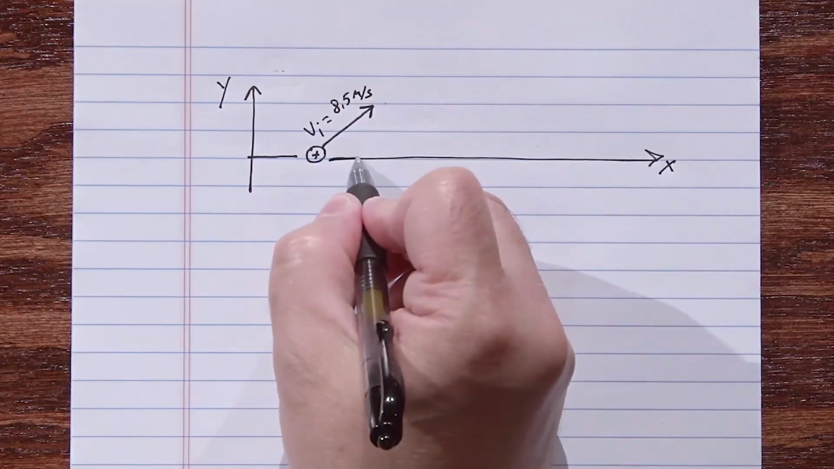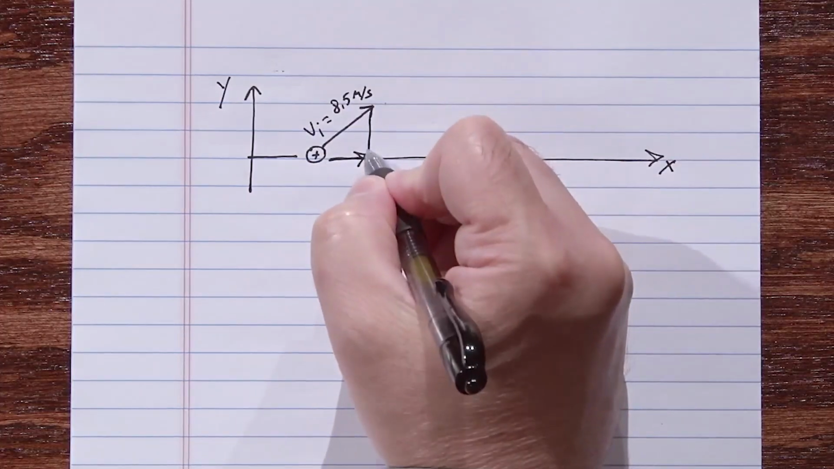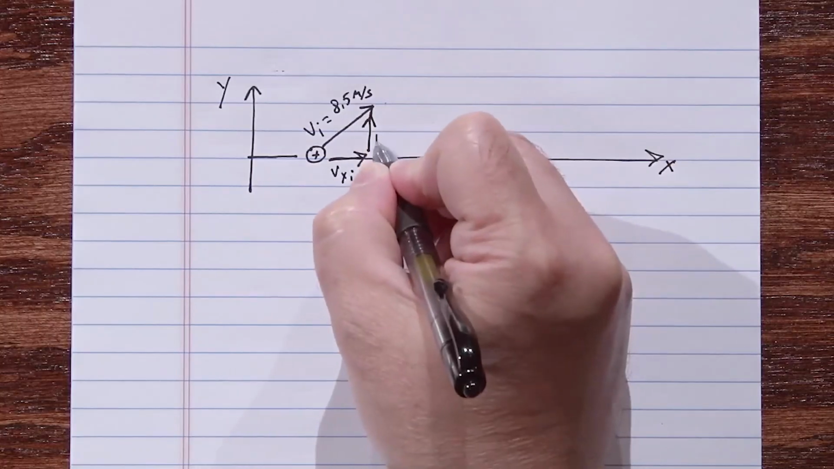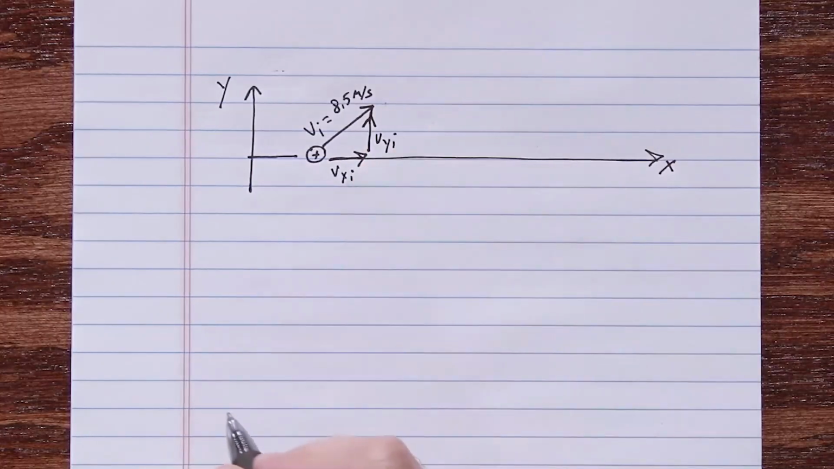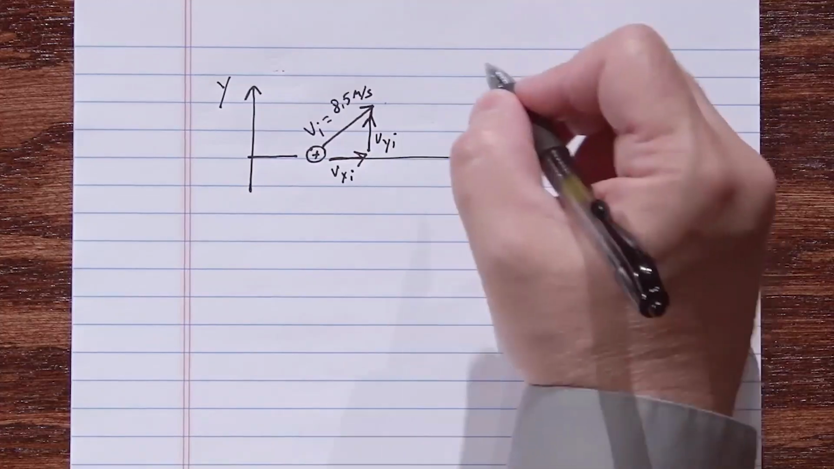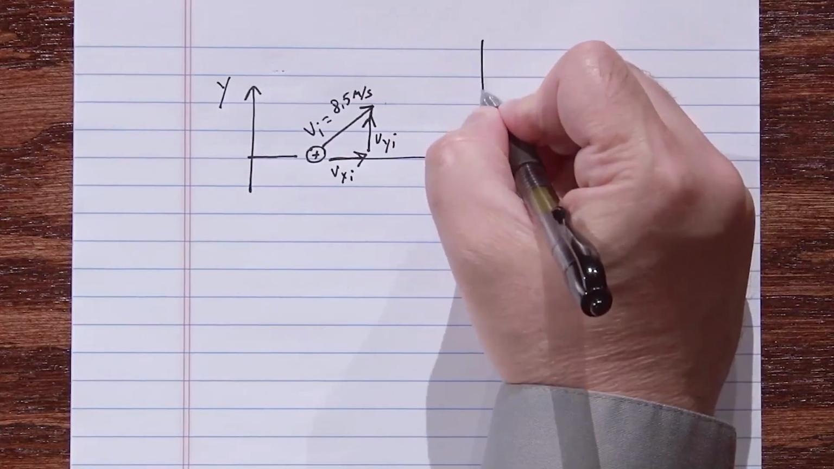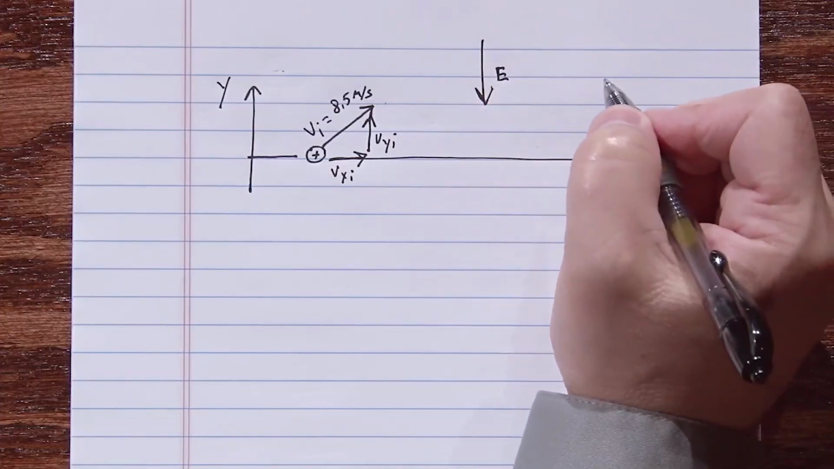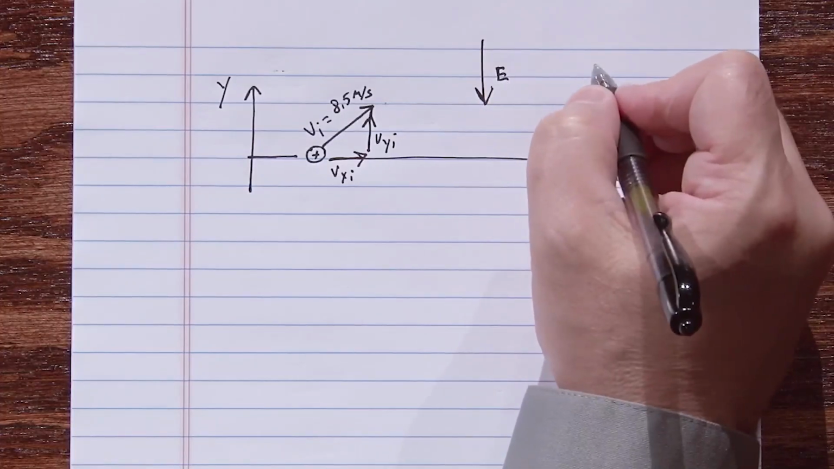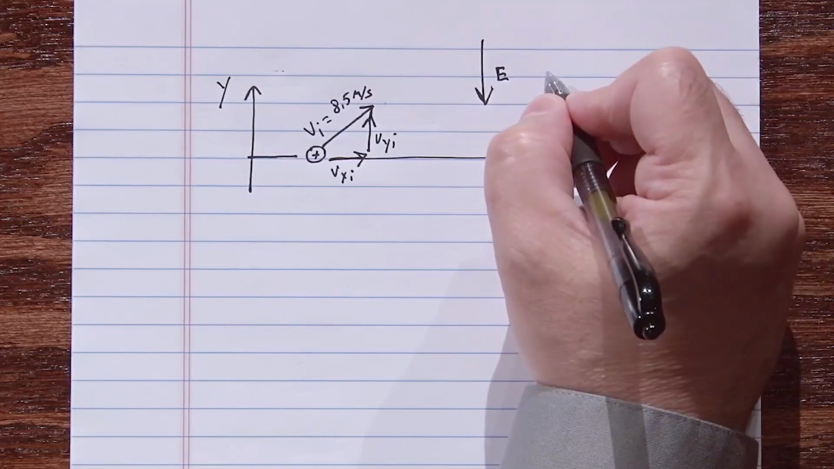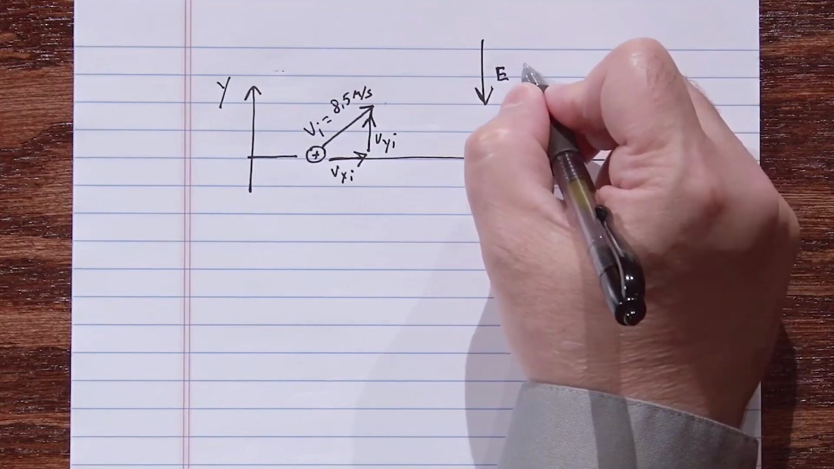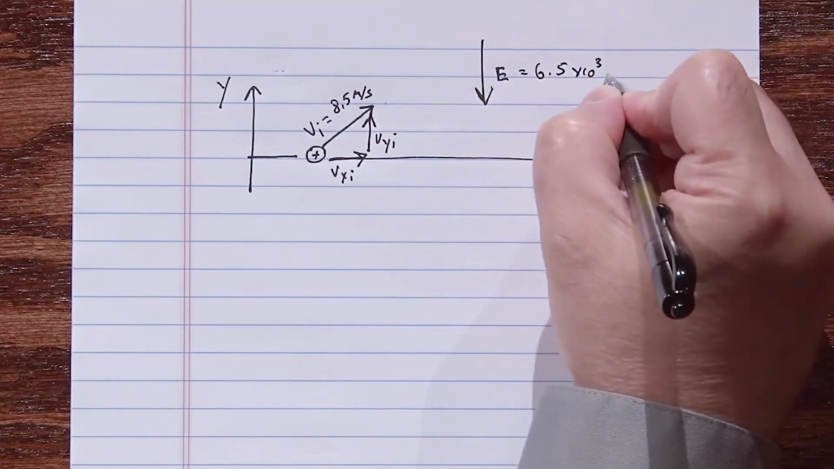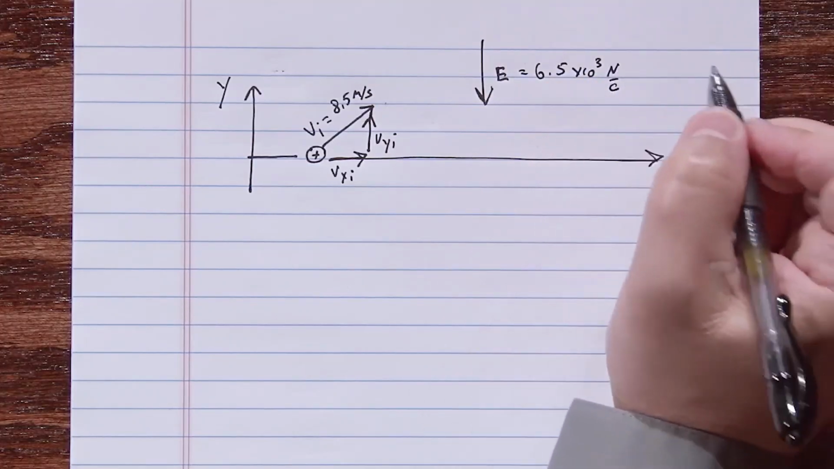which means that it's moving in both the x direction and the y direction. So we would have Vx initial and Vy initial. We're told that there is an electric field which is directed downwards, or in the negative y direction, and it has a magnitude of 6.5 times 10 to the 3 newtons per coulomb.